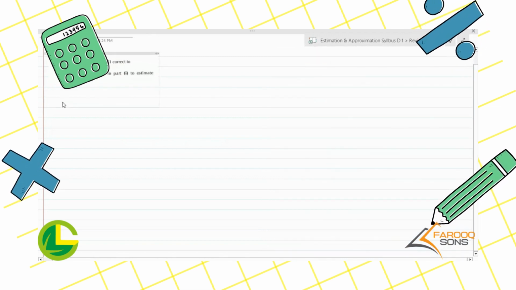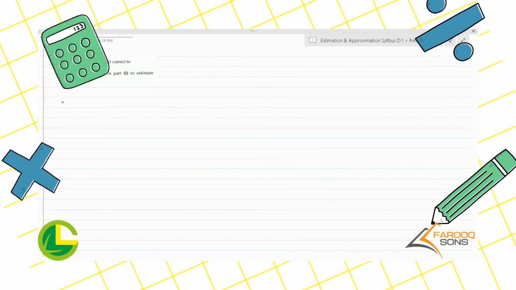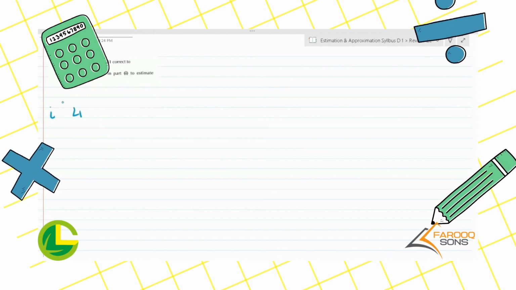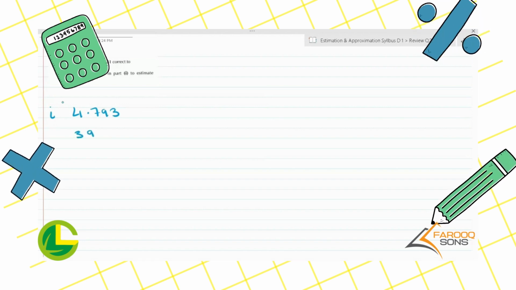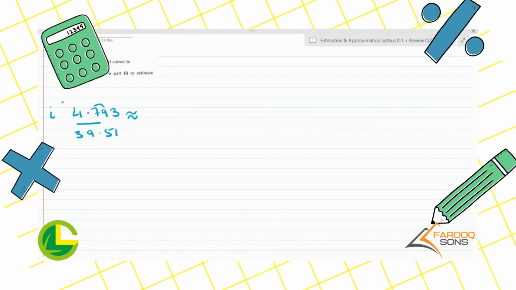Alright, the question says express 4.793 and 39.51 correct to 2 significant figures. So this is my part 1. Here I have to round off 4.793 and the number 39.51 to 2 significant figures. The first one for 2 significant figures means 4.7. 2 numbers are significant. The 9 has to give a plus 1, hence becomes 4.8.